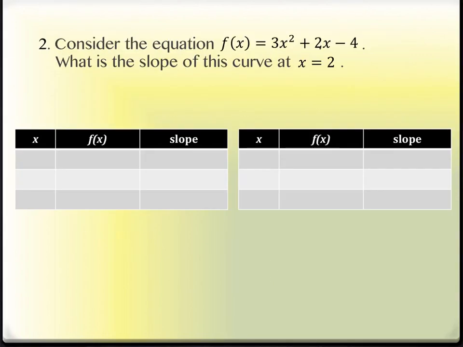All right, so this one's a little different, though. In fact, this one I've already got some tables set up for us. Because if you take a look at this one, it says consider the equation f of x equals 3x squared plus 2x minus 4. And it says, what is the slope of this curve at x equal to 2? The question actually is the same question as we had before. It's just a different equation.